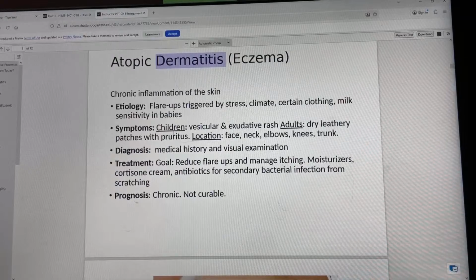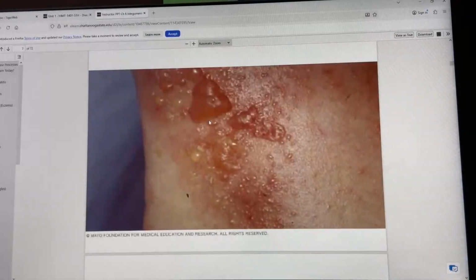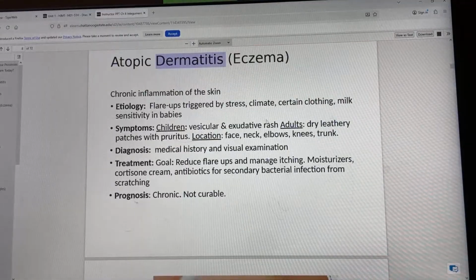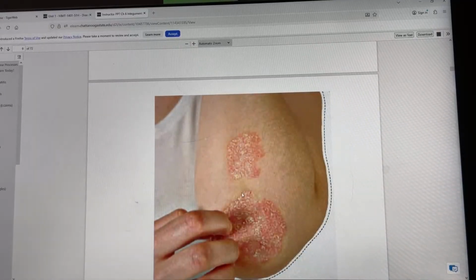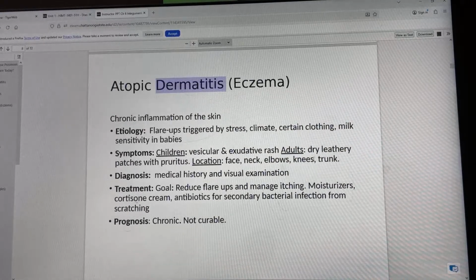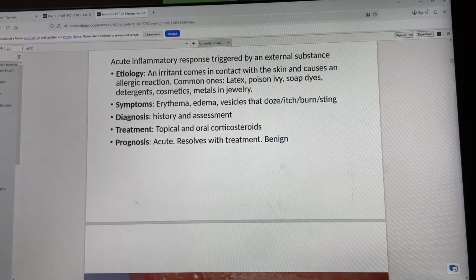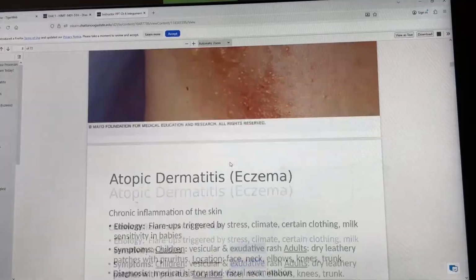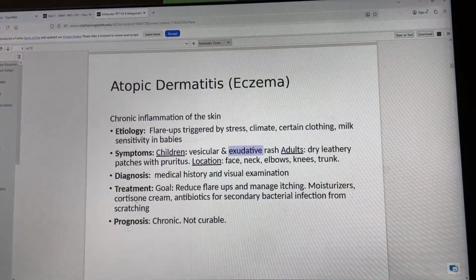In children, this isn't all the time, but children tend to have more vesicles, like we saw here. And adults tend to have more dry, leathery patches, so they look kind of like this. What else? Anybody know what exudative means? That's the fancy word for ooze. So for vesicles that ooze, you might just say vesicular exudate. That's the fancy way they say that. It's leaking, it's oozing liquid.